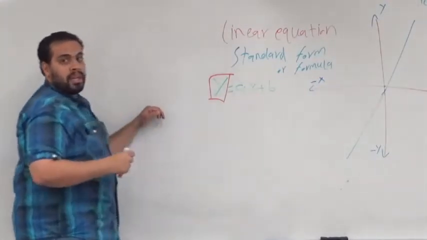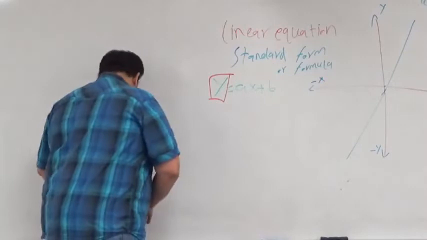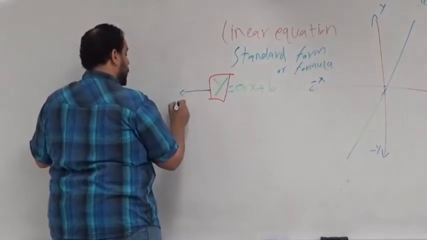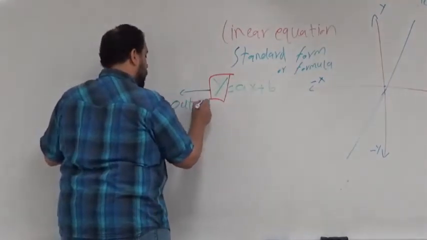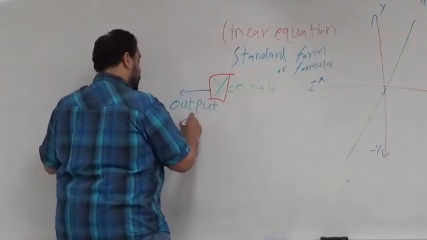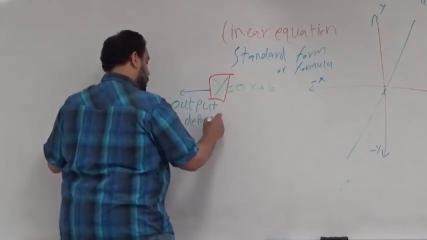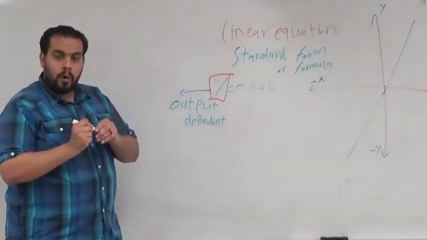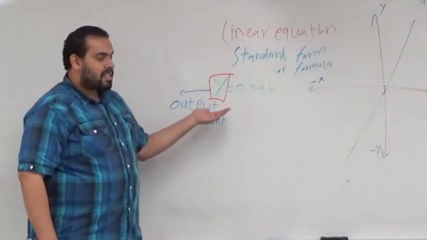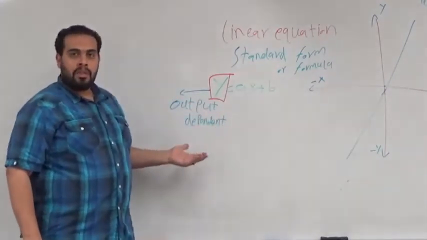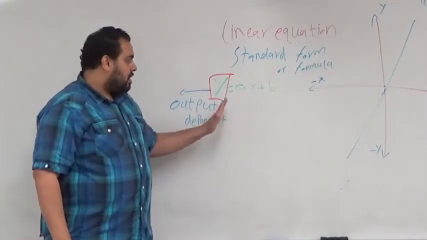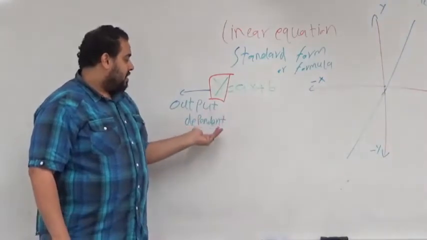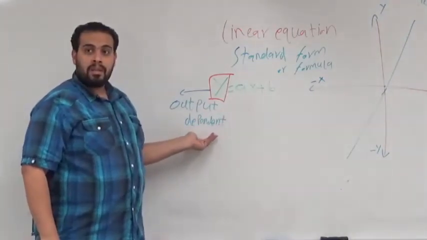We start with the y. So y is called the output or dependent. Why? Because this comes in the end as a result. After I solve this equation, we come up with this y in the end as a result. That's why it's the output or dependent.